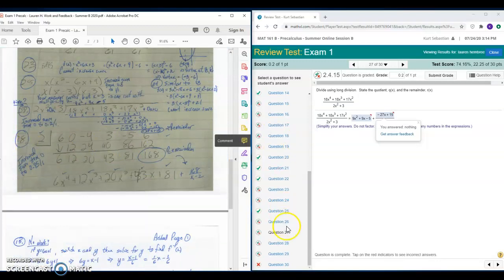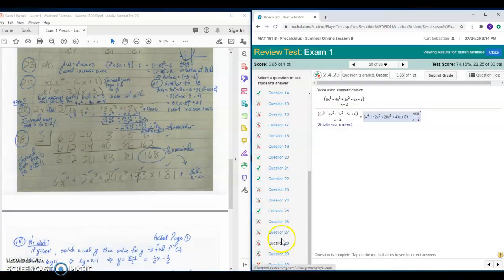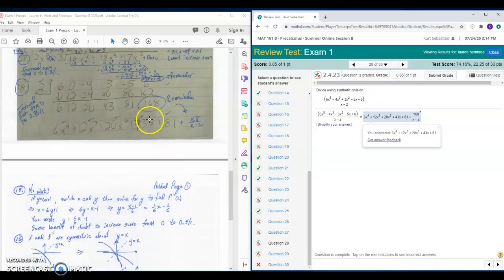And then 28 is the synthetic division, which you did all correct. Everything here is correct. You just didn't remember that you had this remainder term because you didn't add the remainder term to your answer. It wasn't a 0 here. So if it was 0, there would be 0 over x minus 2. But we have a remainder, so you should have 168 over x minus 2, which you didn't write. You just wrote up to 81. But it did change it from 0 to 0.85 because you did almost everything correct. That remainder term is important though.